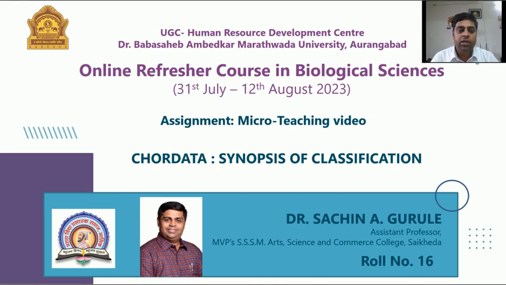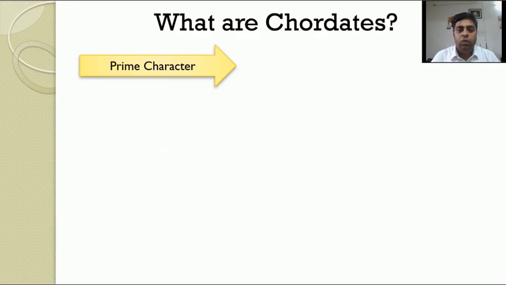And the topic is the chordata, what is meant by chordata, and in brief we are going to learn the synopsis of classification for phylum chordata. So phylum chordata, what are the chordate organisms? The prime character of any chordate organism is the presence of notochord. Then what is meant by the notochord?